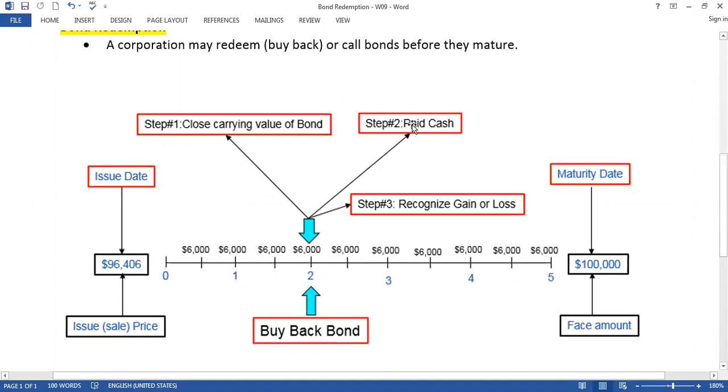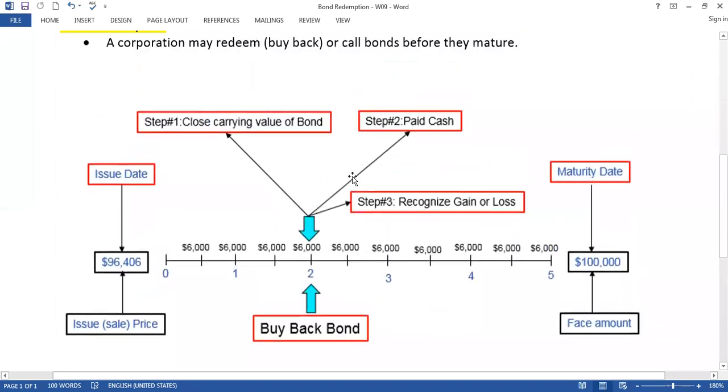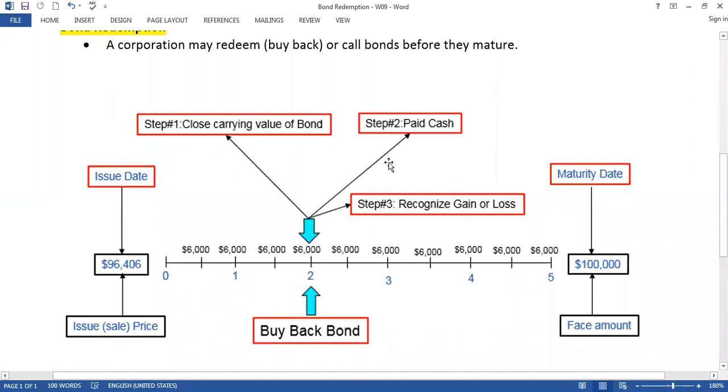For example, you tell me, please return my bond, I am going to give you $10,000, something like this. So I may give you more money or less money, because I need to return my bond. I can give you more than the carrying value, or less than the carrying value. It is my choice. If I give you more money, maybe I have a loss today. If I give you less money, maybe I have a gain. Do you understand? So these 3 steps are involved in buying back a bond.